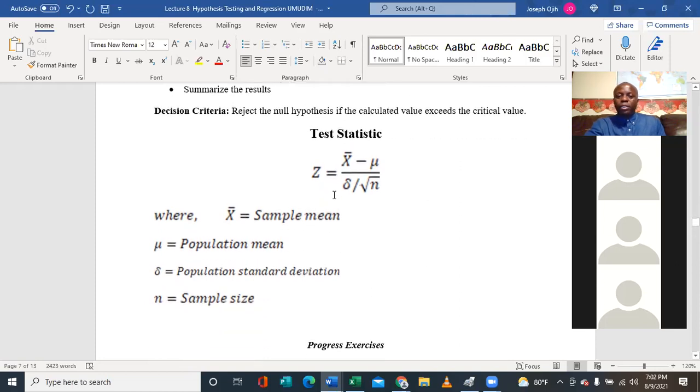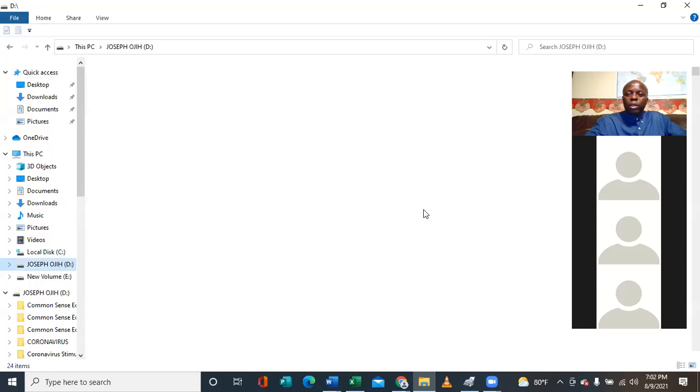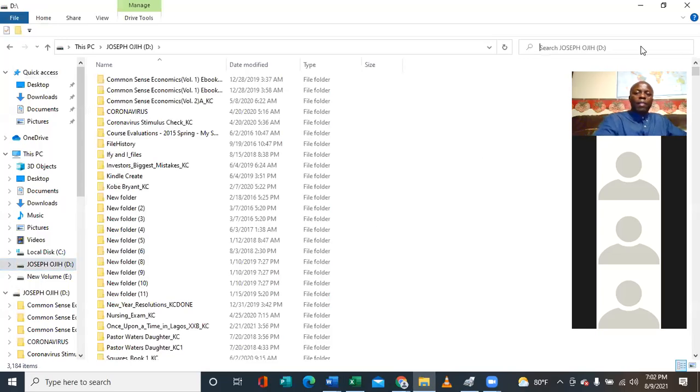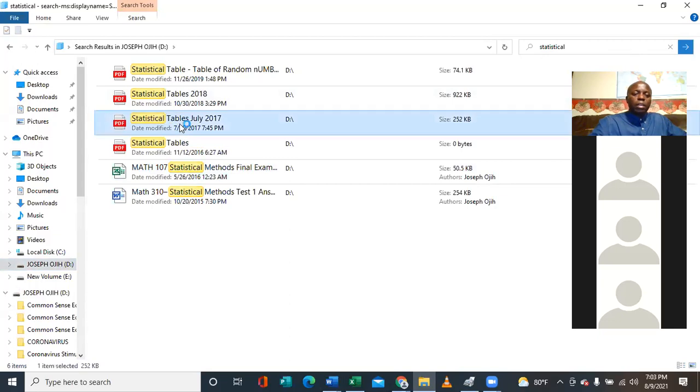For the test statistic, we use this formula: Z equals X bar, the sample mean, minus the population mean, divided by the standard deviation over the square root of n. And we're going to be using that statistical table I told you about. Let me open it so that you can see how to use it. Remember, I have this table in the files section in Canvas. We'll be using this portion of it.